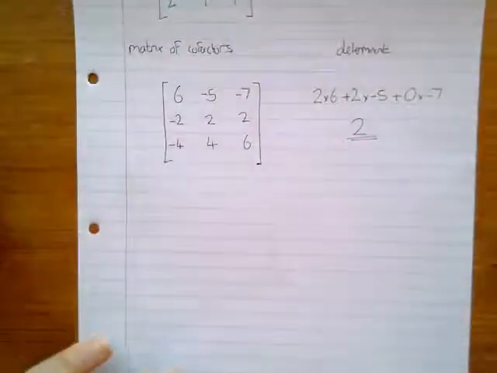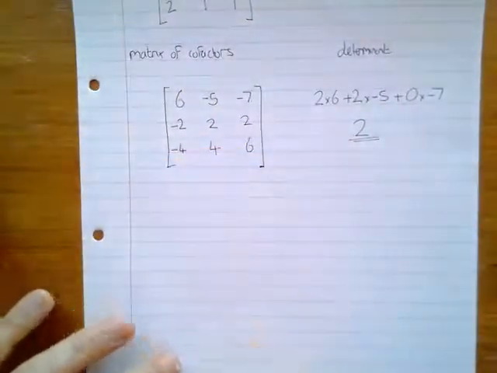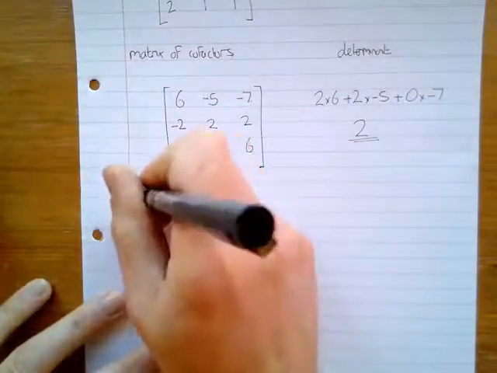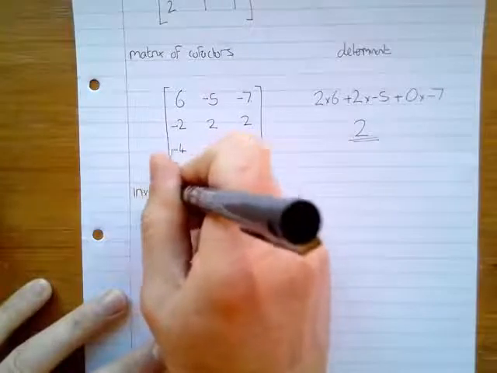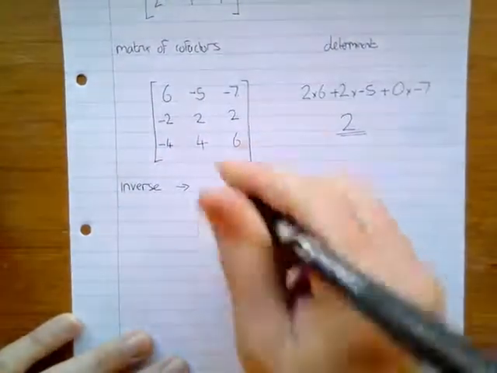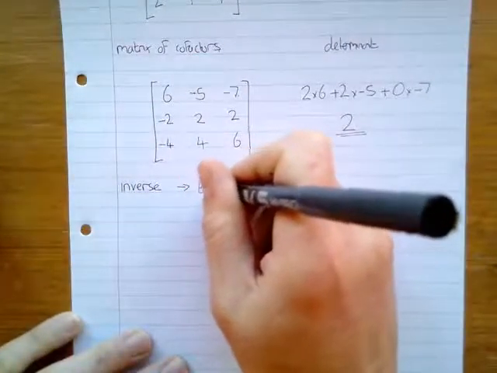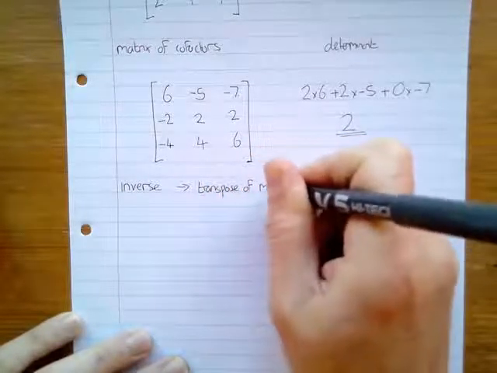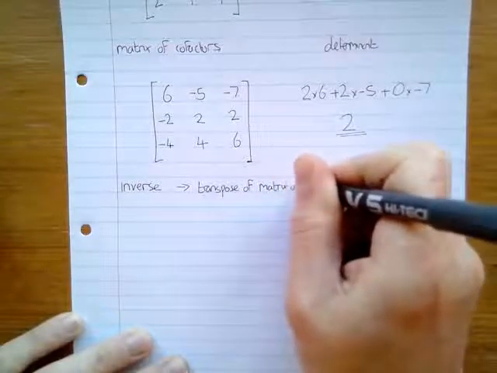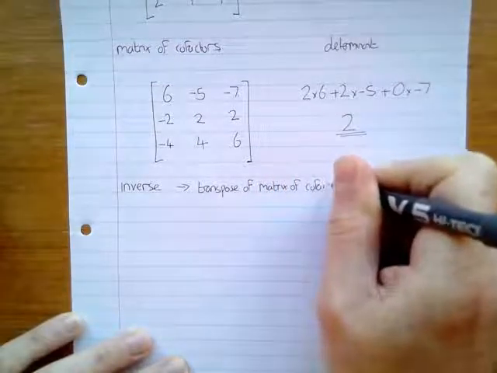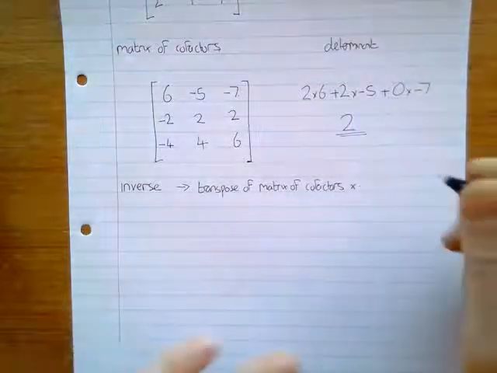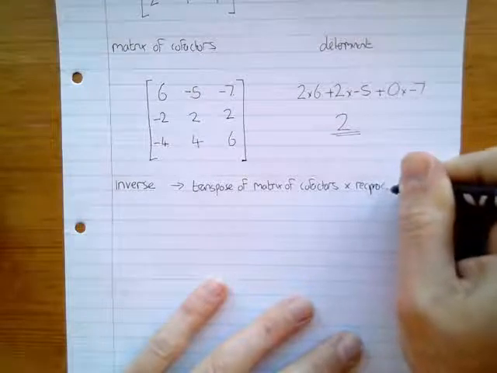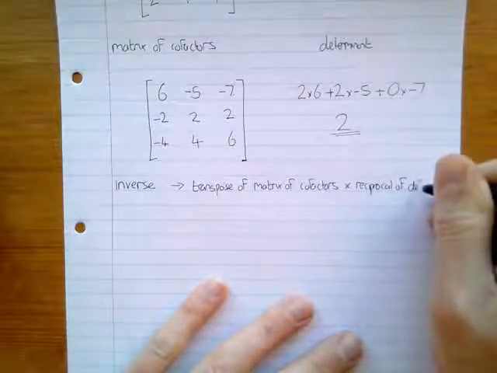All we have to do is to remember what Sir said in words. I'll tell you what, let's write it down. Okay, so the inverse is the transpose, we'll come back to that in a minute, of the matrix of cofactors, multiplied by the reciprocal of the determinant.